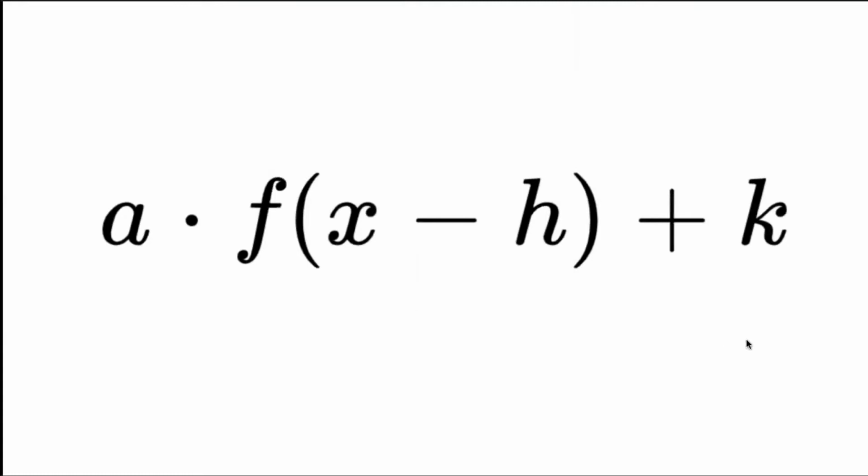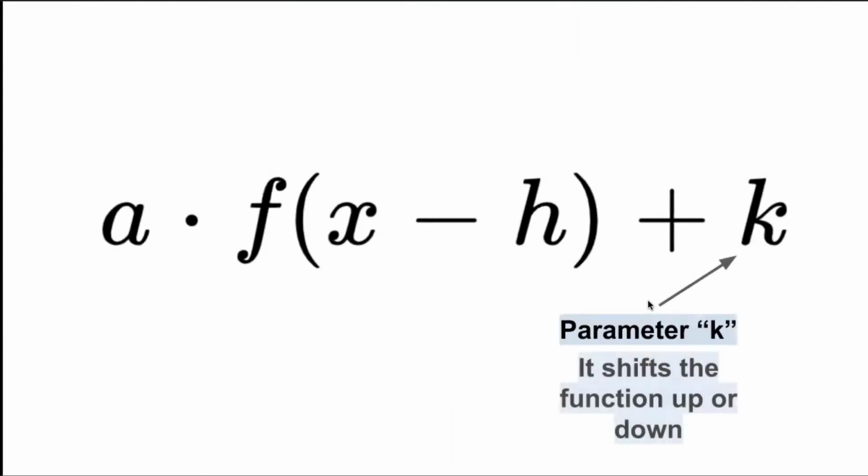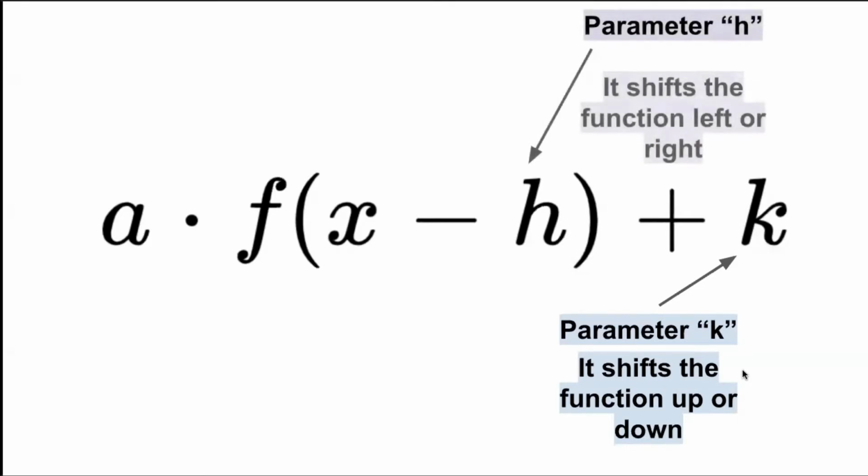So here is our beautiful transformation. We have these different parameters that we've been introduced to. Parameter k shifts our function up and down. We have to remember that whenever we're doing k, it shifts our function up and down. Our parameter h here shifts our function left or right. It's going to be a little bit tricky because we're going to be used to seeing it with a negative sign. Notice that we have a minus sign.